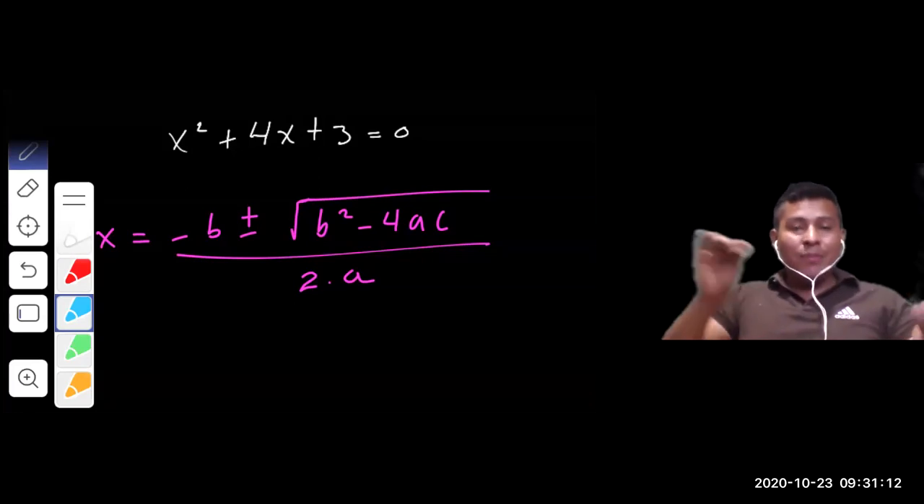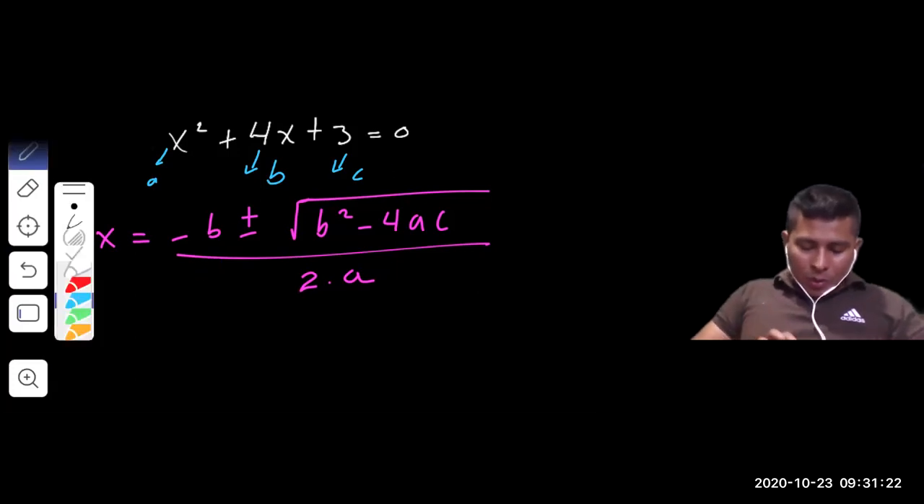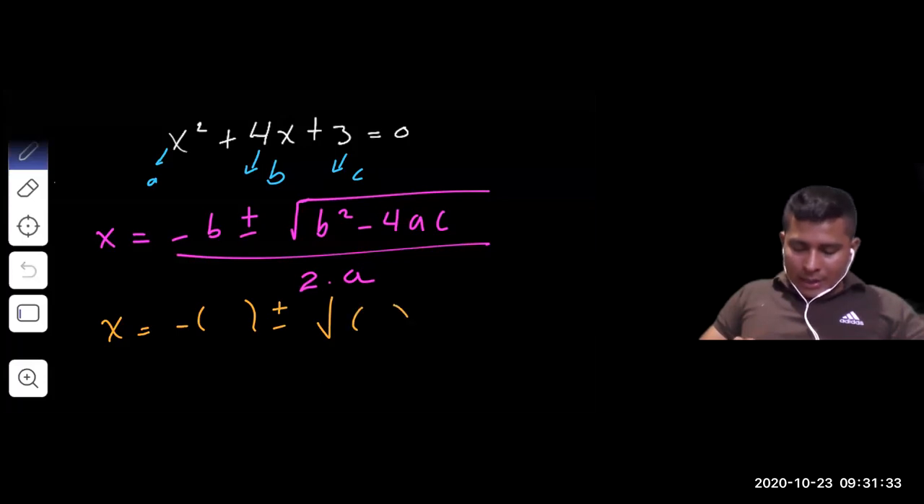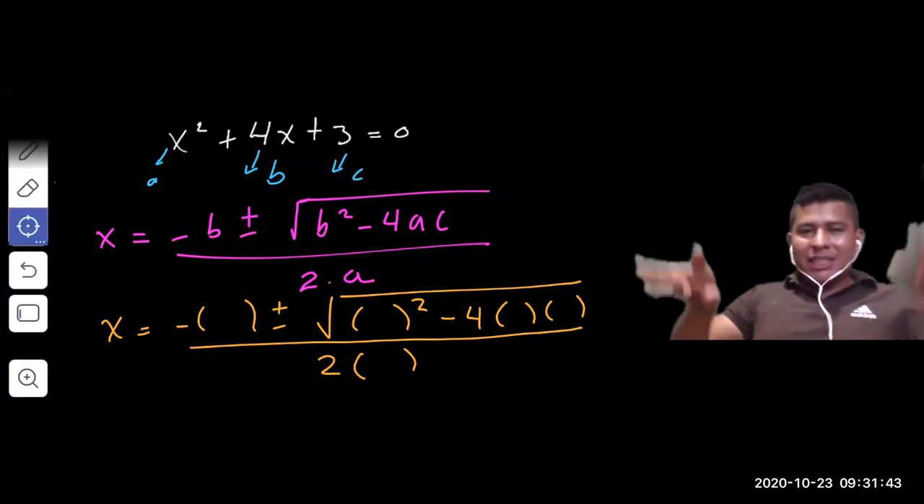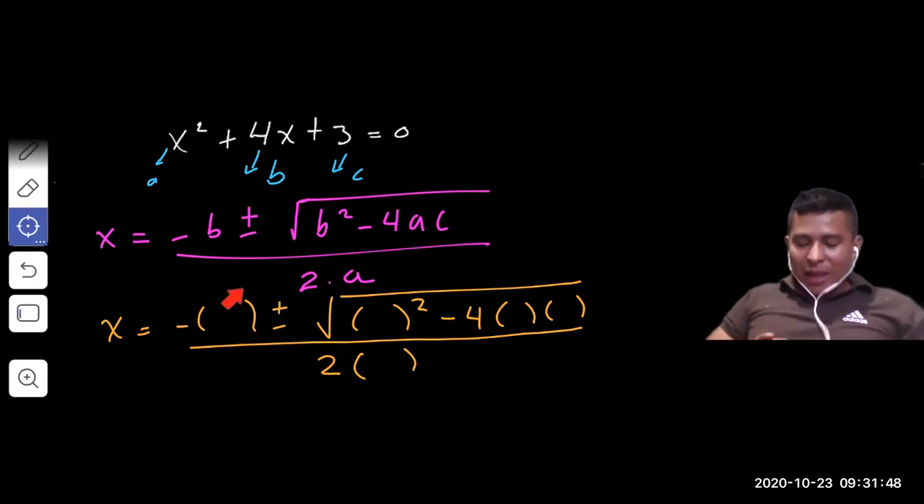The first thing, guys, is to identify a, b, and c. What is a, guys? This is a, the first one. This is b, just the coefficient, and this is c, the constant term. Let's put parentheses for each of my terms. X is equal to negative parentheses, plus or minus the square root of parentheses squared minus 4, and just put parentheses for all of my variables, all over 2 times a. Now it's time to take these values and plug them in. Can someone help me? What is the value for b?